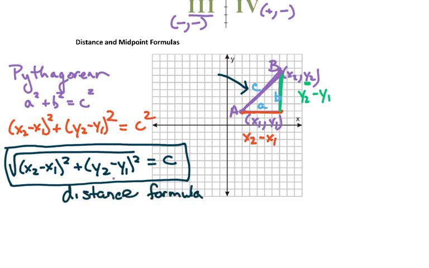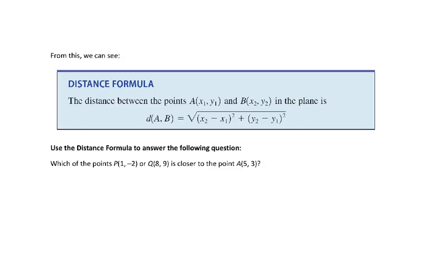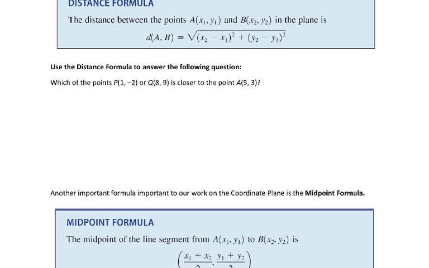It really is just the Pythagorean theorem, a squared plus b squared equals c squared, just on the coordinate plane. If you're using Equatio, all you really need to do is type in DIS, and it probably will pop up this formula for you, so no need to memorize it. So let's put this into practice.